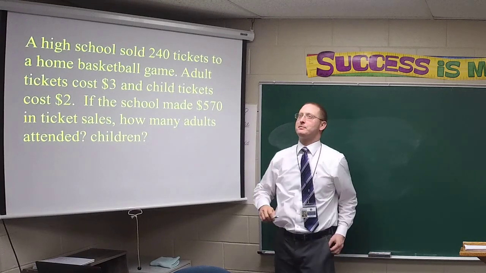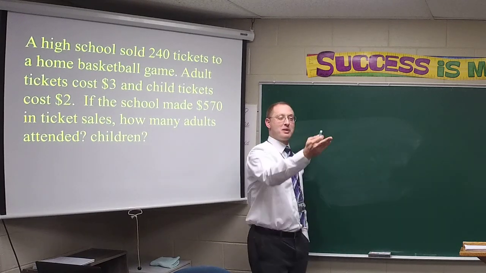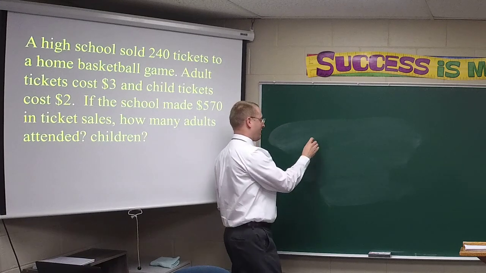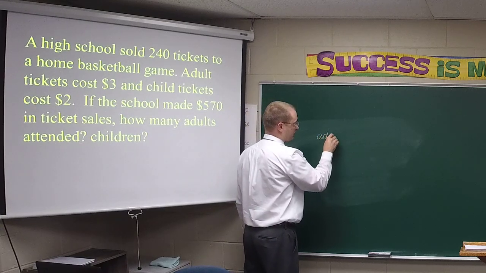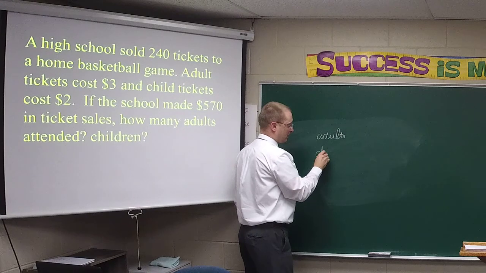All right. Anyway, so how many unknowns do we have here, Abby? 2. 2, and they are? Adults and children.